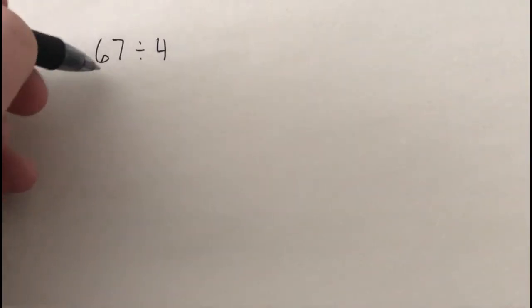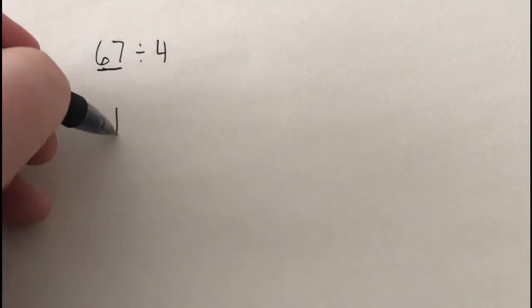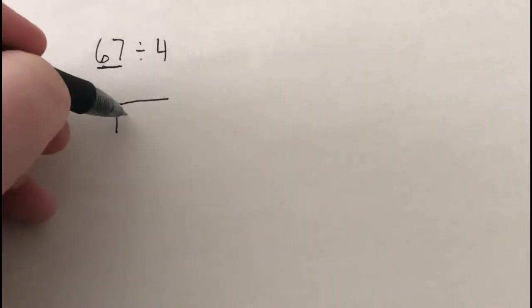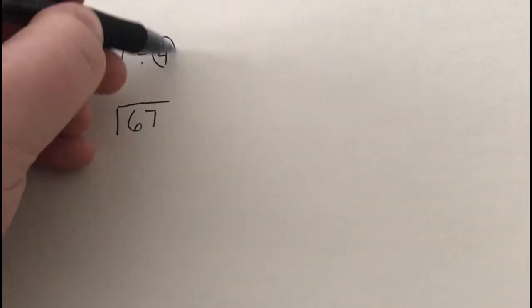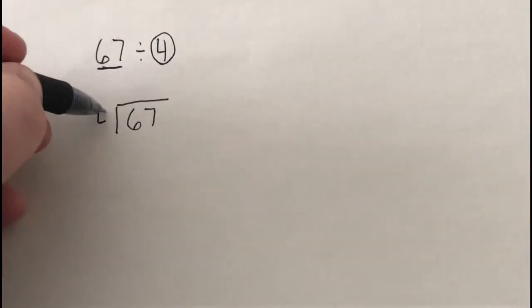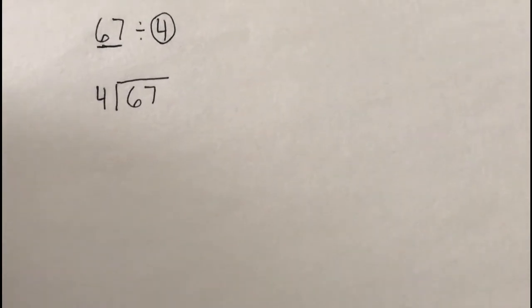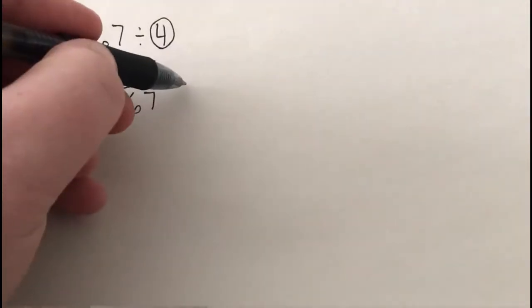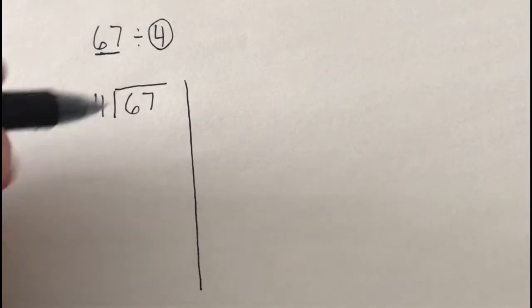Okay, now first you need to set up your problem. Your first number, this being the 67, is what goes inside your house. Okay, our second number, being the 4, is the number that goes outside. Okay, now that we have that set up, we do need to go ahead and draw our line for our workspace. Okay, our workspace is going to be right over here.